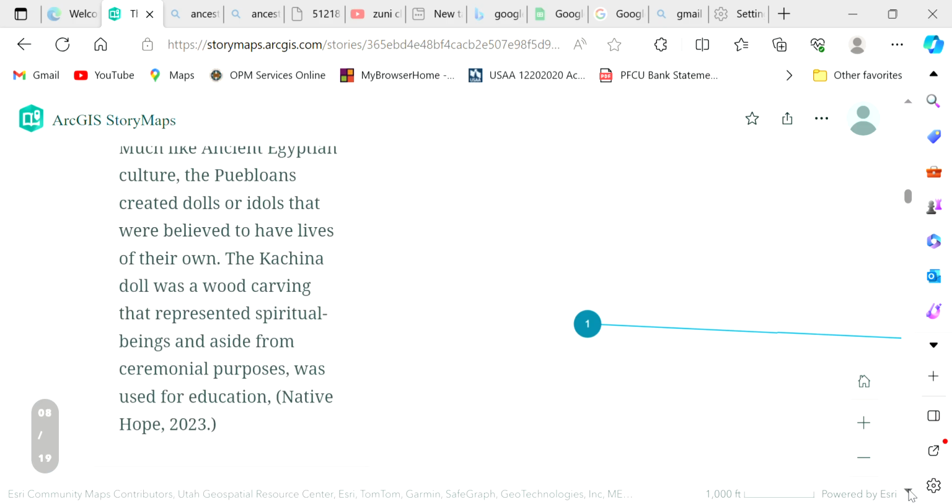Kachina dolls. Much like ancient Egyptian culture, the Puebloans created dolls or idols that were believed to have lives of their own. The Kachina doll was a wood carving that represented spiritual beings and, aside from ceremonial purposes, was used for education.